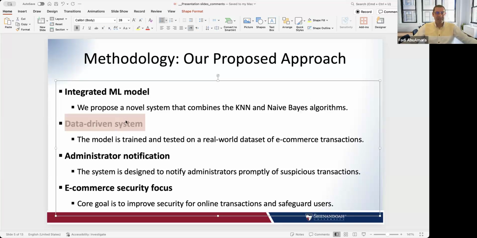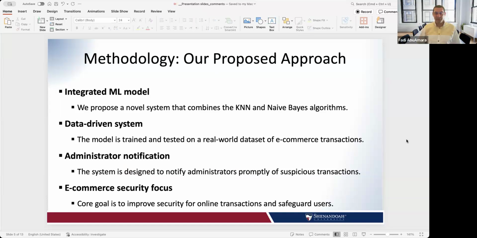So we speak about a data-driven system. The proposed model is trained and tested on a real-world dataset of e-commerce transactions. Why? This ensures the system learns from actual transaction patterns to accurately identify anomalies. Now, the system is designed to notify administrators promptly of any suspicious transaction. Why? This allows for timely human intervention to immediately address any identified fraudulent transaction.